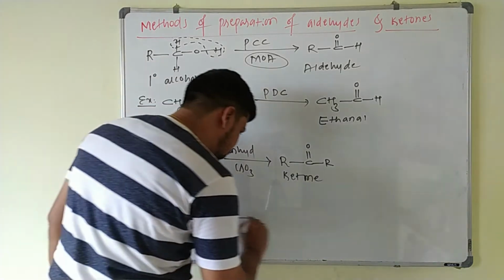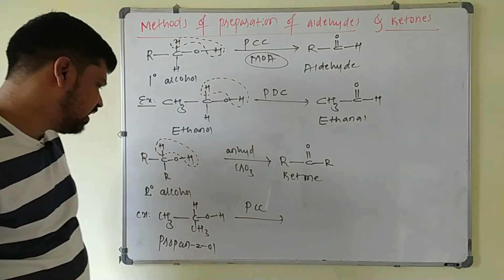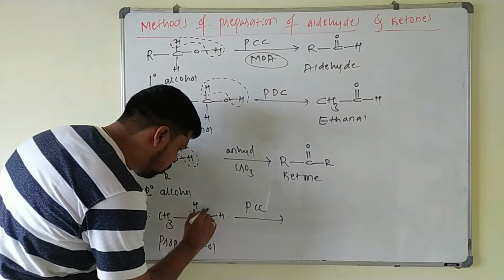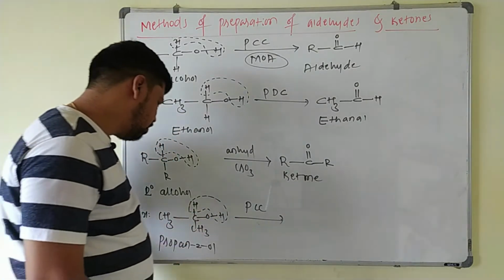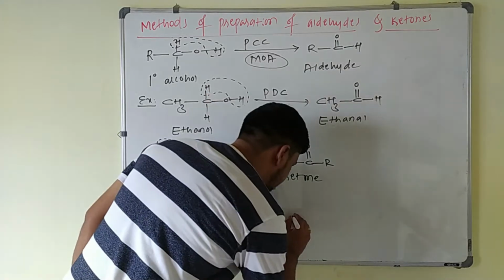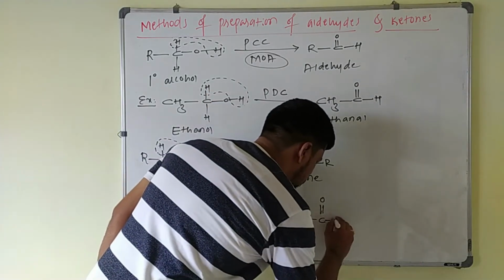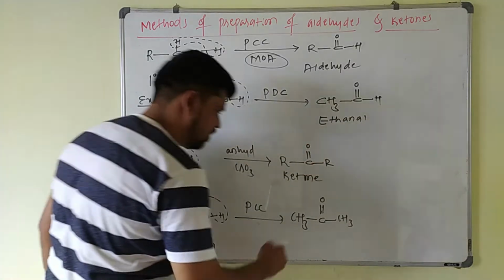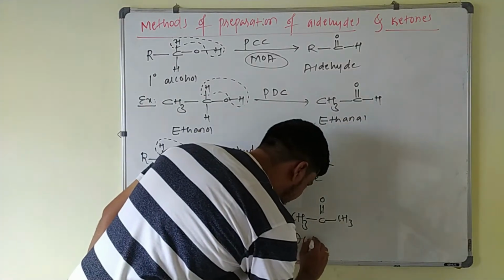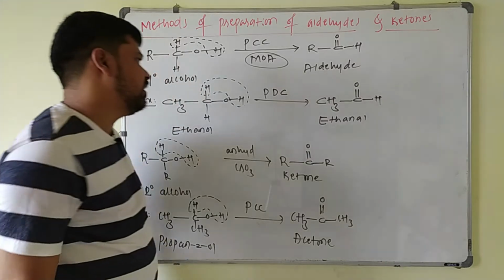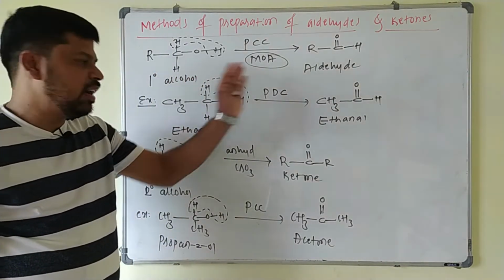This secondary alcohol on treating with a mild oxidizing agent like PCC, again it will undergo what? Oxidation here. Just you have to remove these 2 hydrogens, and form a double bond between carbon and oxygen here. You will get a ketone, C double bond O. This is a CH3. This is nothing but acetone. You will get acetone here.